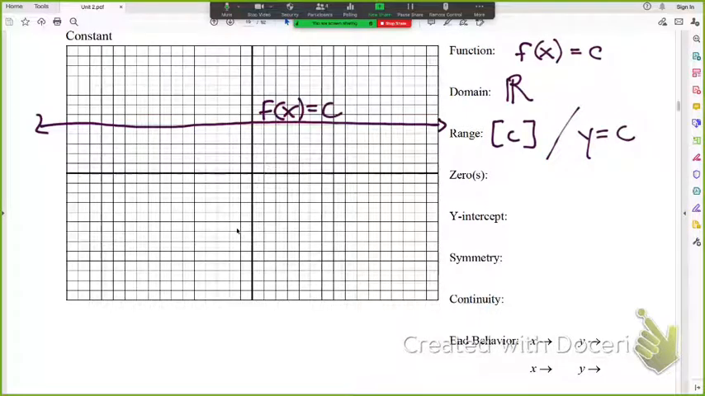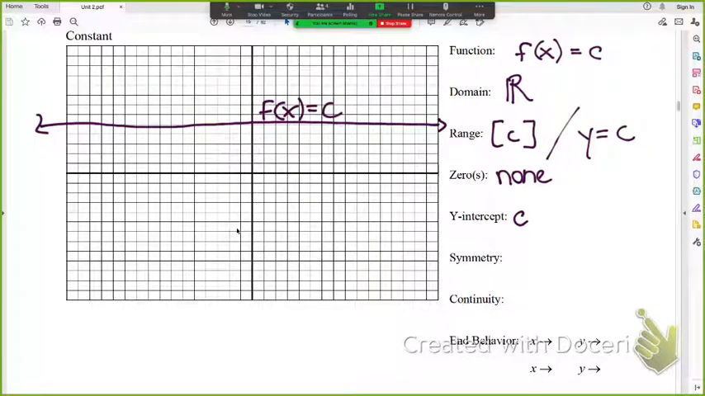Zeros are also known as what? X-intercepts. Where does that line cross the x-axis? It does not. So there are none. This is why I said you can make your horizontal line anything but the x-axis, because that's a very specific horizontal line that crosses the y-axis in every location, and we don't really want to deal with that. Y-intercept, generally speaking, for this is what? C. Good.